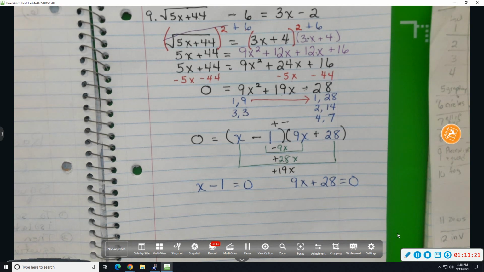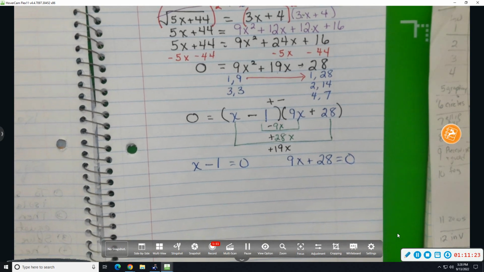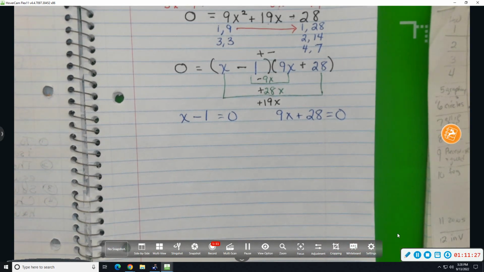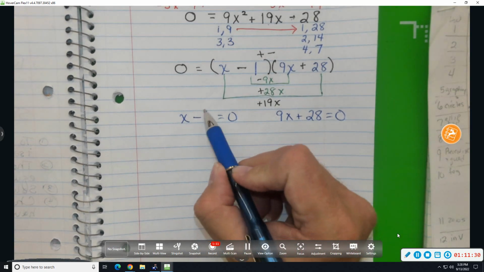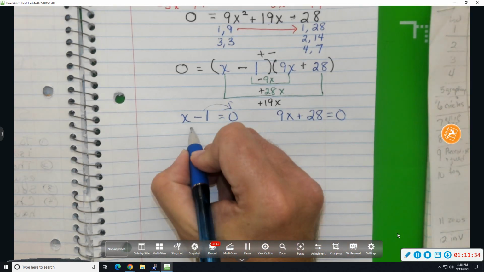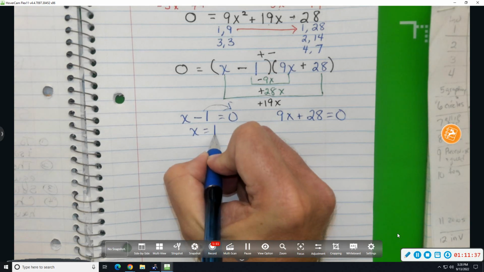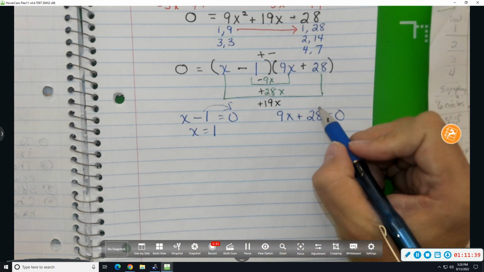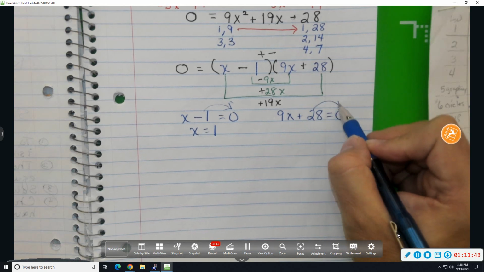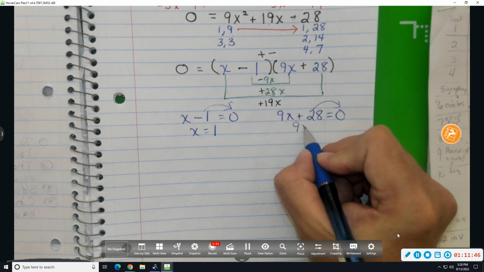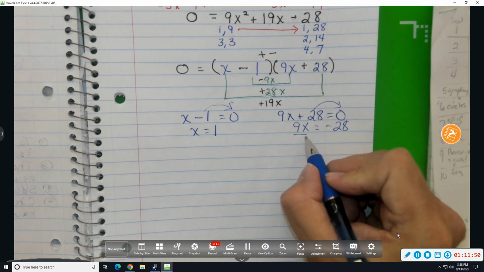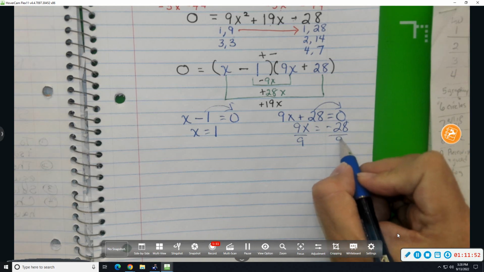Okay, I'm going to have to move up. Okay. Isolate the x by adding 1. So we get x equals 1. And this one's going to be an ugly fraction, isn't it? What would we get? Negative 28 divided by 9. 9x is negative 28. Divide by 9, so negative 28 over 9.